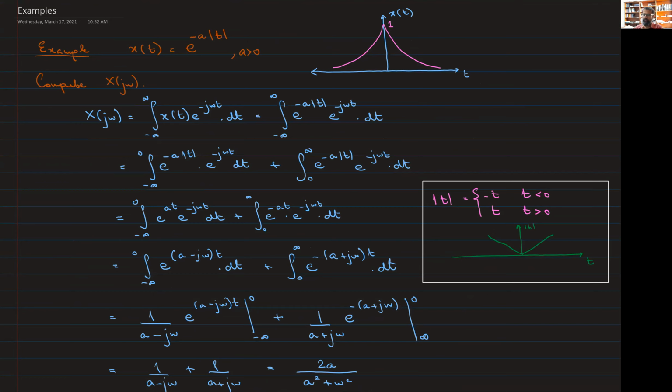For what values of a will this signal not be absolutely integrable? Less than 0. Excellent, right? If a is negative, e raised to power minus a times absolute t would actually be a growing exponential. And if it's a growing exponential, it will not be absolutely integrable.